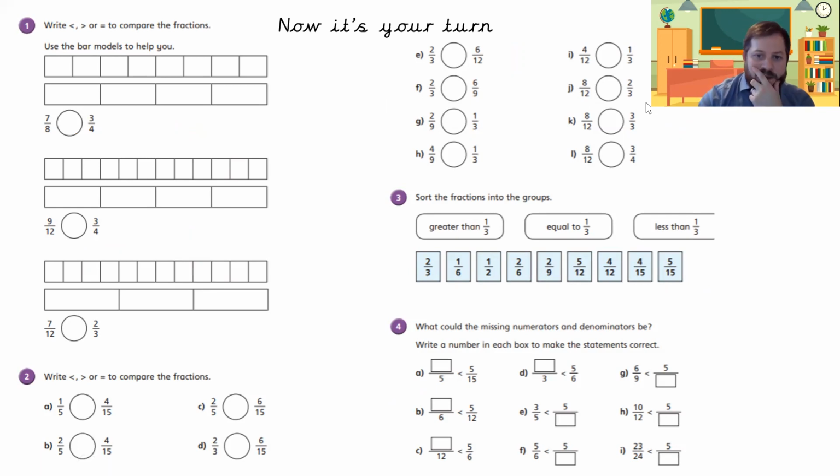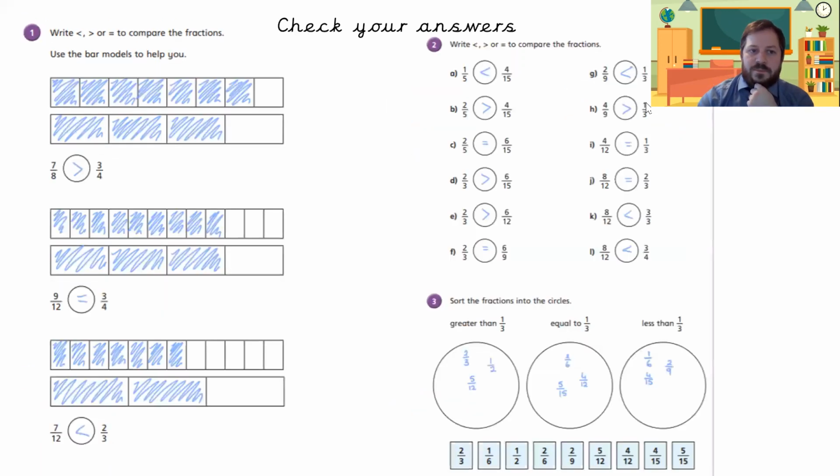Okay, so the answers for our questions. First off, we are able to use the bar models to draw. So we do 7/8, colour them in, 3/4, colour it in. You can know which ones are bigger because it's got the bigger amount. These two are equal as long as we colour them in correctly. And this one, 2/3 is larger than 7/12 because of our bar models.